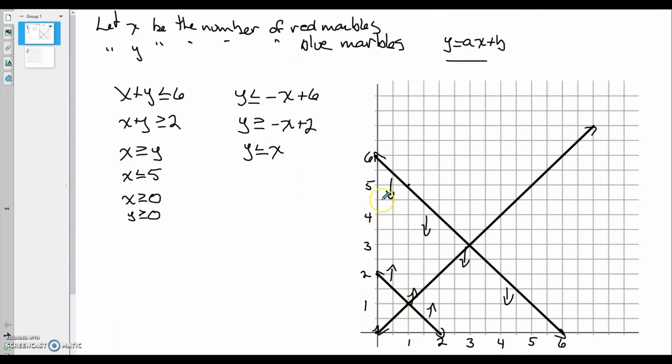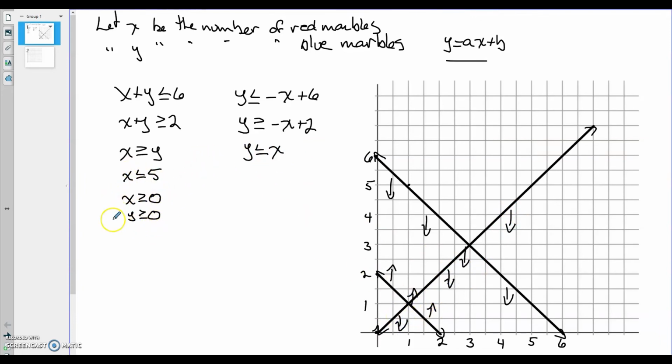In all three cases, we were using a solid line to connect the dots because each of them had an equal to as part of their inequality. Also with this line, we look at it and said it's y less than or equal to x, so it's the space below this line.